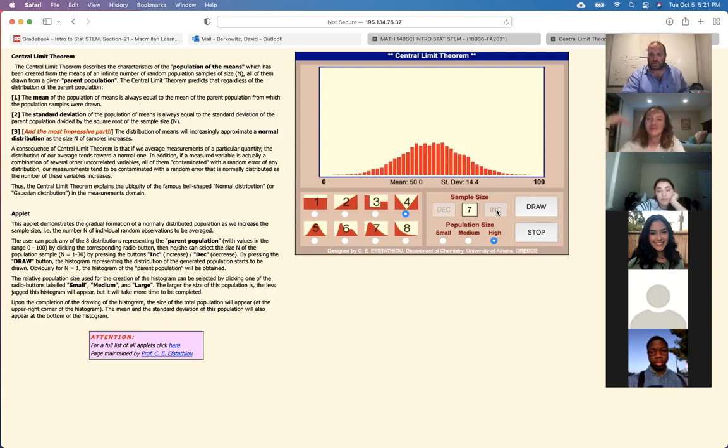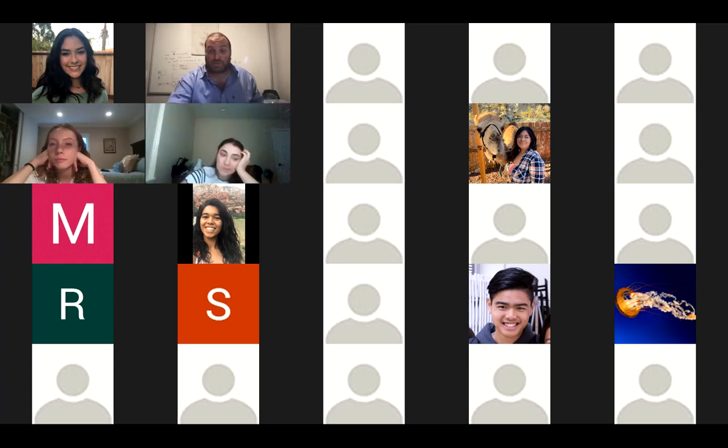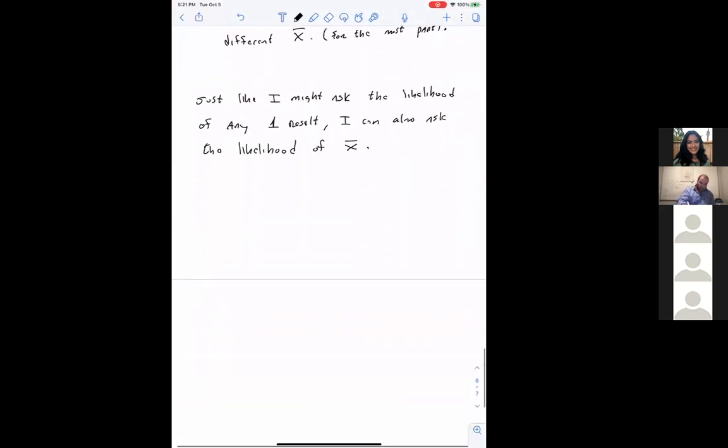But anyways, the point is that the central limit theorem says that as the sample size gets larger, the sampling distribution will look like a normal distribution. But the idea right now, the point I'm trying to make, is that sampling distributions are different than the population distribution. So, important.